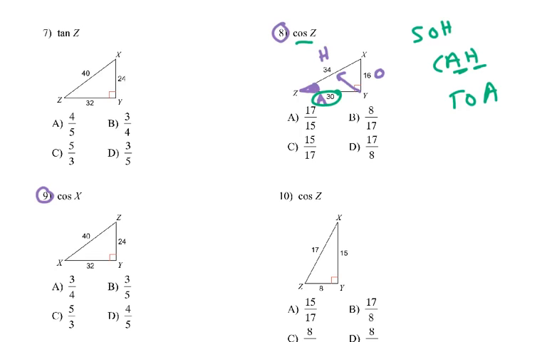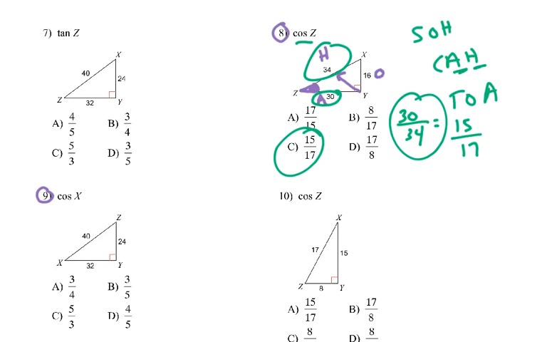What number goes with adjacent? 30. What is the hypotenuse? 34. So your answer's 30 over 34, but wait, it's not on here. But what if you go ahead and reduce? So let's just reduce by 2 real quick. 30 divided by 2 is 15. 34 divided by 2 is 17. So 15 over 17. There's your answer. And you could put that in decimals and it would reduce it for you as well.